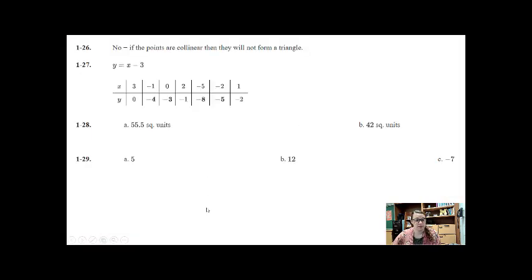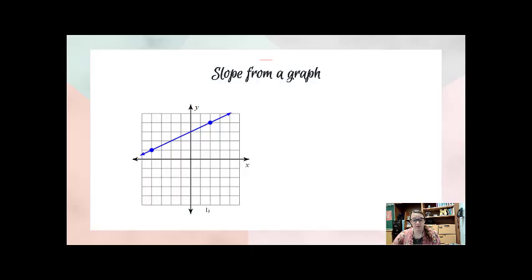So here's some answers from, I shouldn't say yesterday, from Friday. Let's look at those ones. You did 26 through 29. If you have any questions on those, please feel free to visit my Zoom. All right, so pause your screen if you want to check them out. Otherwise, we're going to keep going here. All right, let's check out slope.